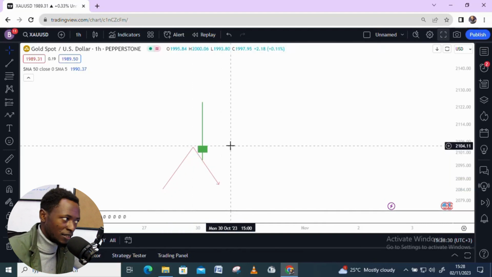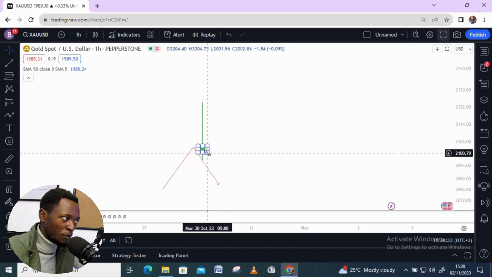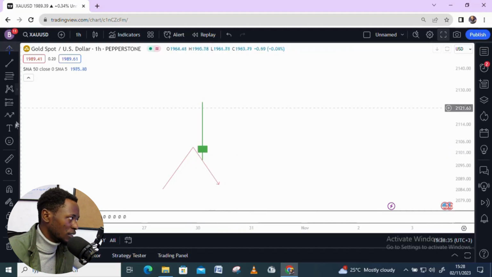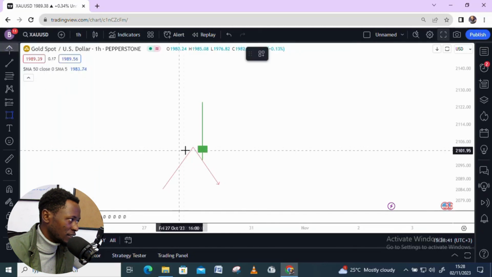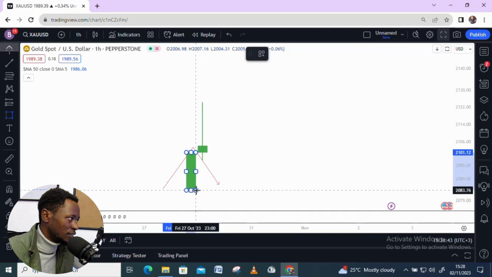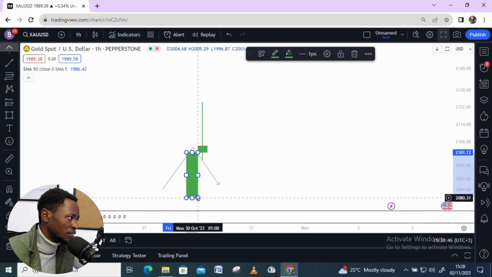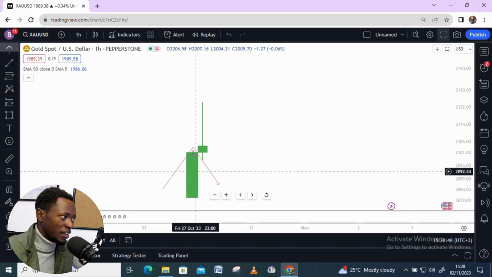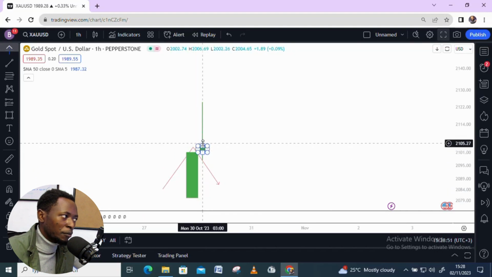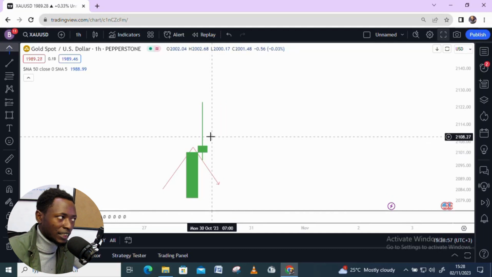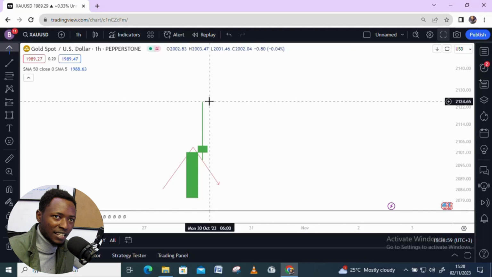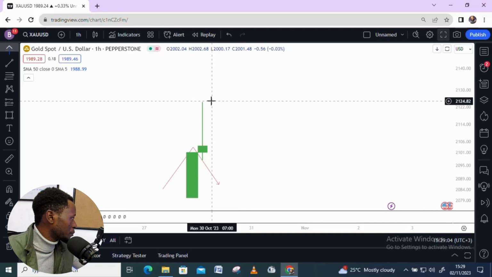A shooting star simply means that this market is trending higher, and from the close of the previous candle, buyers take control and take price all the way up before sellers actually reject it. So this shows a bearish presence in the market.